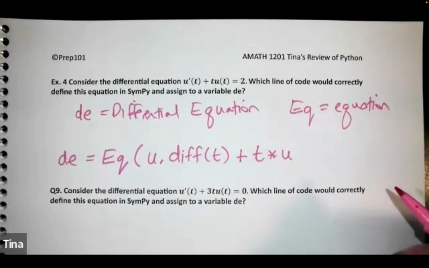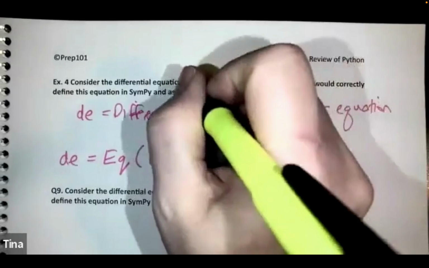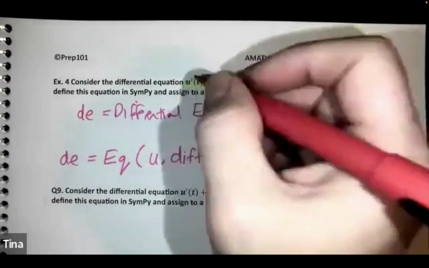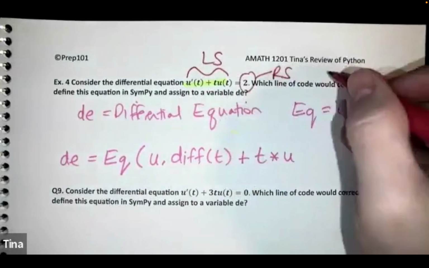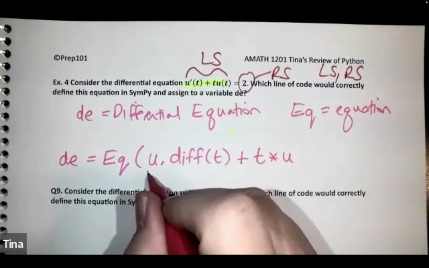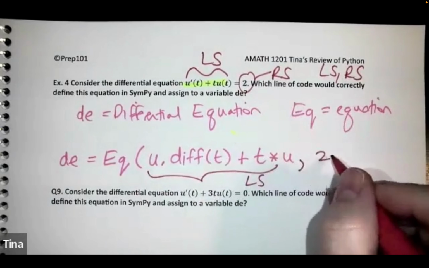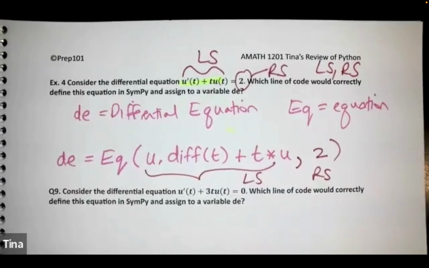Times is star. And then what happens is, basically, whatever is on the left side is written first. And then this is the right side. And it's going to be left side, comma, right side. So that is all the left. And then it's going to be comma. And then what's on the right is a 2. And so that's what your code will look like.